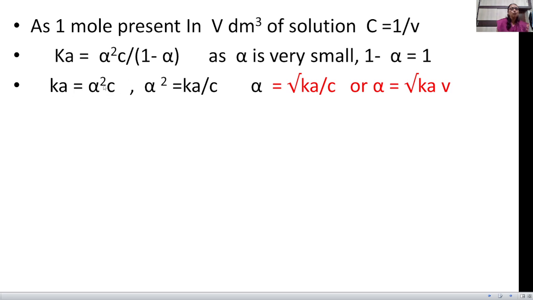If Ka equal to alpha square C, then alpha square equal to Ka upon C, and hence alpha equal to under root of Ka upon C. You have to remember this equation: alpha equal to under root of Ka upon C. Or as 1 upon C equal to phi, or 1 upon V equal to C, alpha is also equal to under root of Ka into phi.